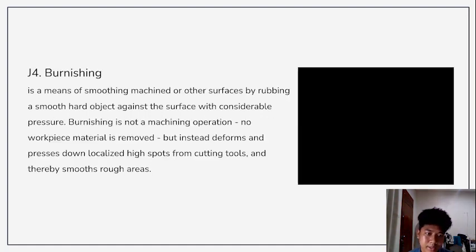Next is burnishing. This is a means of smoothing a machined or other surface by rubbing a smooth hard object against the surface with considerable pressure. Burnishing is not a machining operation, but instead deforms and presses down localized high spots from cutting tools and thereby smooths rough areas.